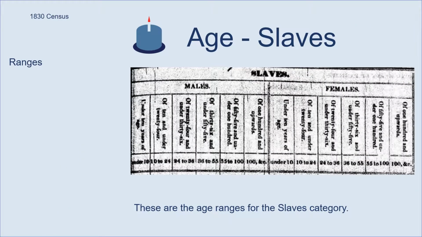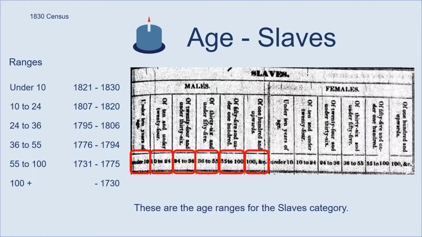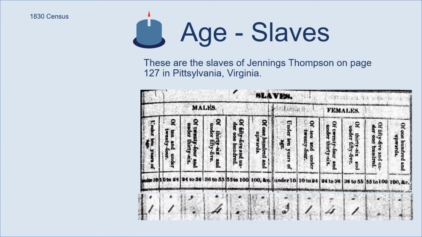These are the age ranges for the slaves category. Under 10, they were born 1821 to 1830. 10 to 24, they were born 1807 to 1820. 24 to 36, they were born 1795 to 1806. 36 to 55, they were born 1776 to 1794. 55 to 100, they were born 1731 to 1775. 100 and older, they were born 1730 and earlier.